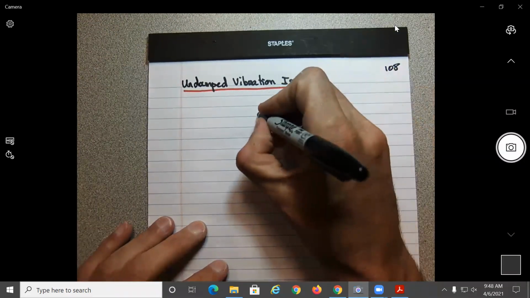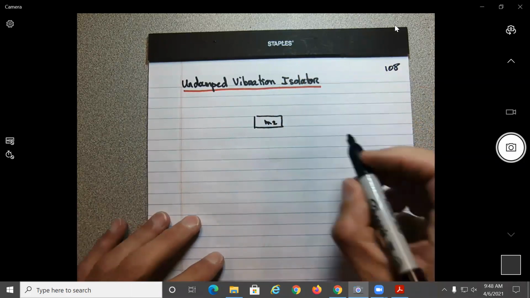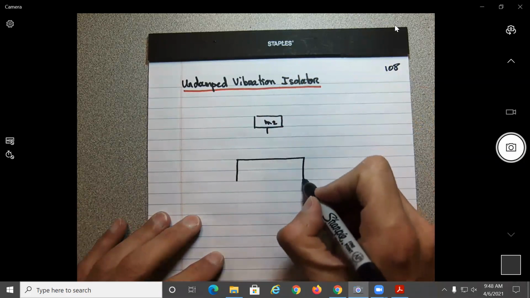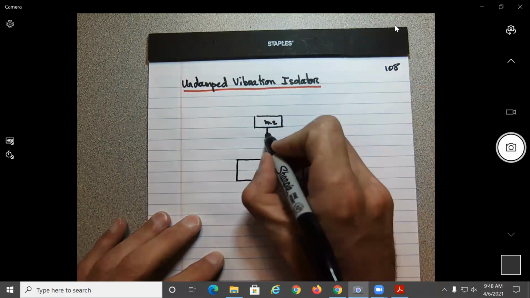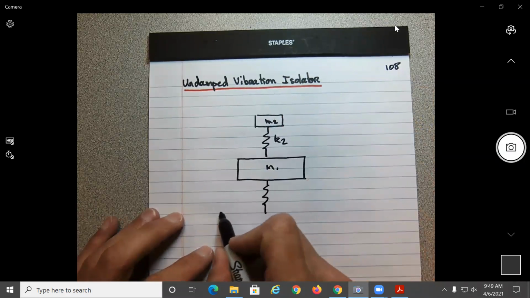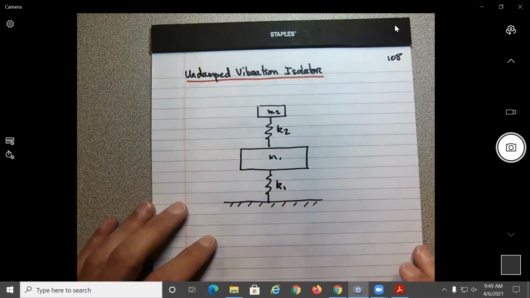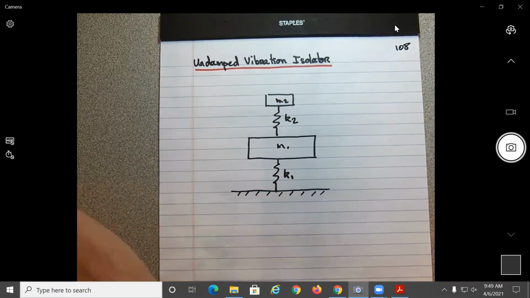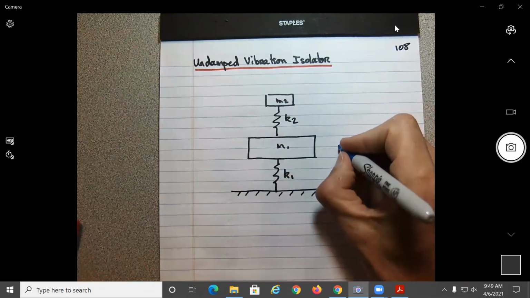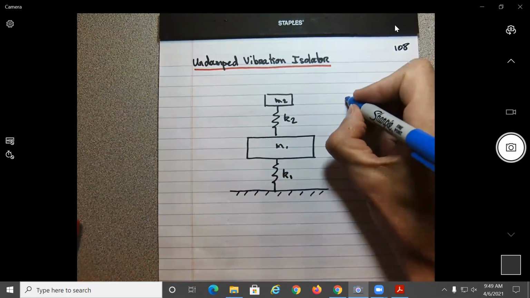Okay, so I'm going to do the figure here. Let's say we have a mass M2 that will be connected to a mass M1 by spring K2. And this one will be connected to the ground by spring K1. Okay, so we're going to select here our coordinate system, which is the relative coordinate system, so X1 and X2.